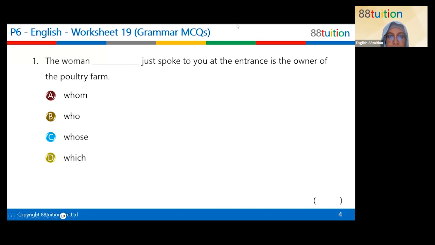We will do the question and then you type in your answers in the chat. So guys, can you type in your answer for question number 1 now, very quickly?